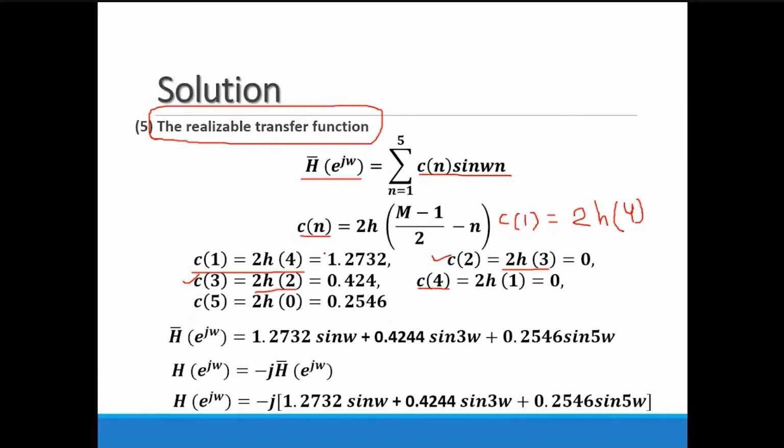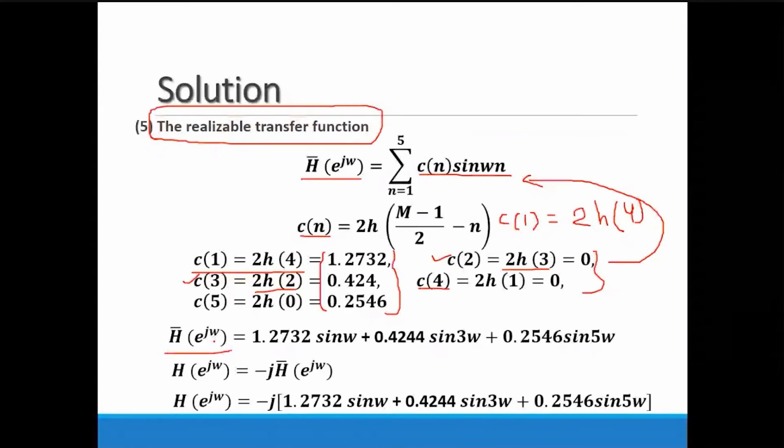As only three values are available in our equation, we get three non-zero values over here: 1.2732, 0.4242, 0.2546, and the other values are 0. Okay, so I am applying these values into the first equation. So h dash e raised to j omega is given as 1.2732 sine omega plus 0.4244 sine 3 omega plus 0.2546 sine 5 omega.